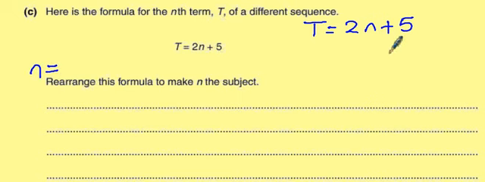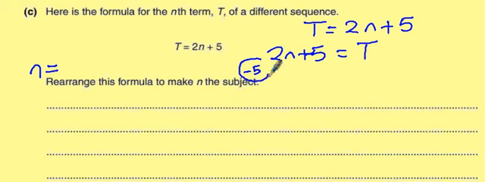So first thing I'm going to do is swap the sides over. We're going to write that as 2n plus 5 is equal to t. Now we haven't done any maths there so far, but we've simply swapped the sides over so that n is on the left hand side. We now want to get n on its own, so we need to eliminate the other things.